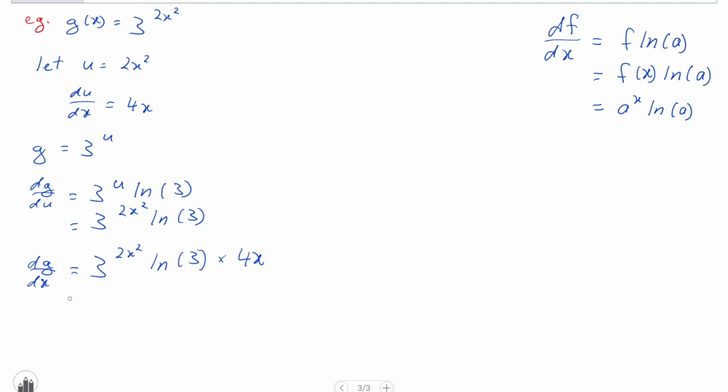The whole thing you can write in a number of ways. Just to simplify things for myself, I like to write it like this: 4x times 3 to the power 2x squared times natural log of 3. You obviously don't have to write it in this order. I just like to do it this way. You can even put the 4x in between these two, because multiplication has the neat property of being commutative. That means it doesn't matter what order you multiply things in, you get the same result.